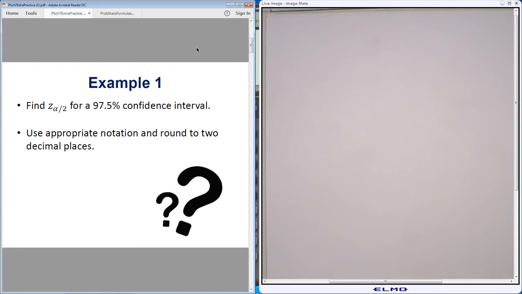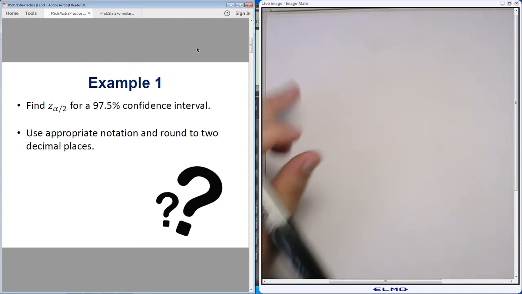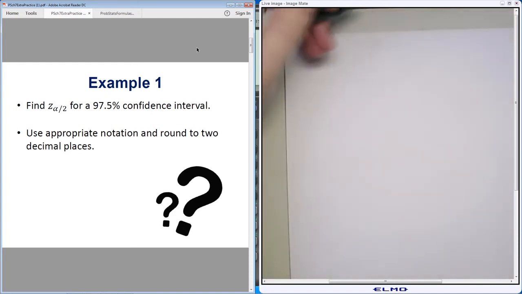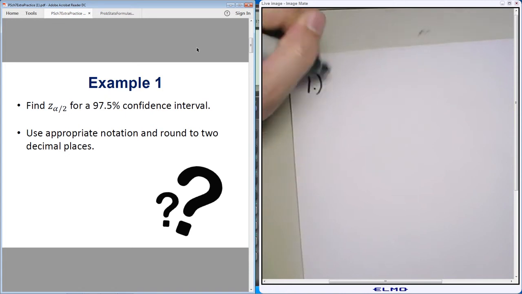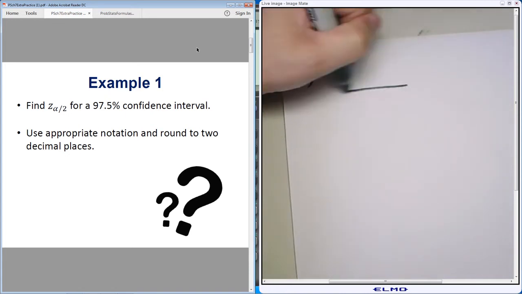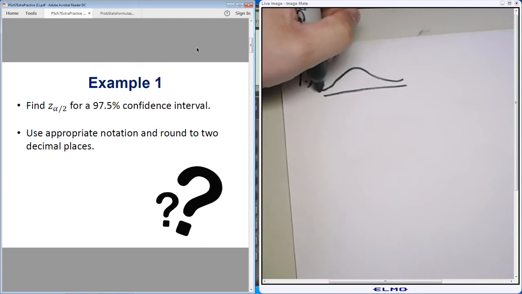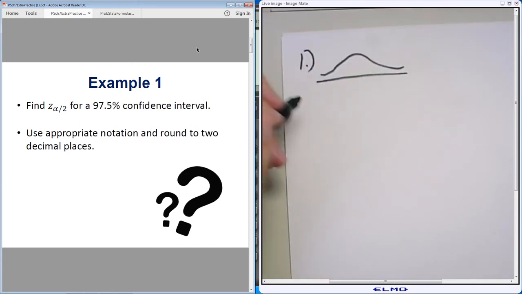So let's start with number 1. Find z sub alpha over 2 for a 97.5% confidence interval. Use appropriate notation, round to 2 places. Alright, first I'm going to start with a sketch. That always helps me. Now in confidence intervals, your confidence level is always in the middle of the distribution.